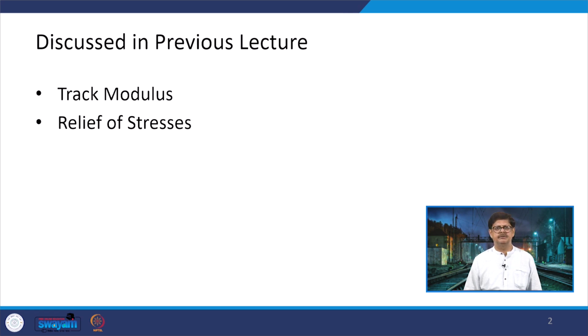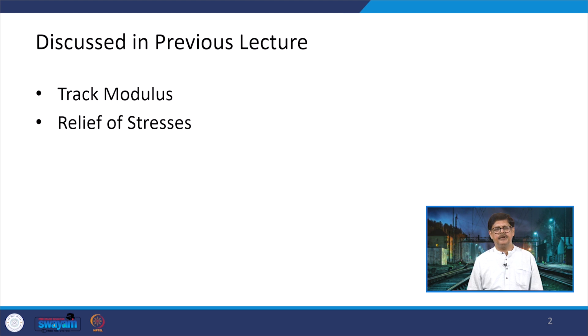If you remember, in the previous lecture we talked about the track modulus, and this track modulus was discussed in two parts. One was the initial track modulus, which is caused due to the seating load, and the seating load was taken as 4 tons in the case of broad gauge and 3 tons in the case of meter gauge.